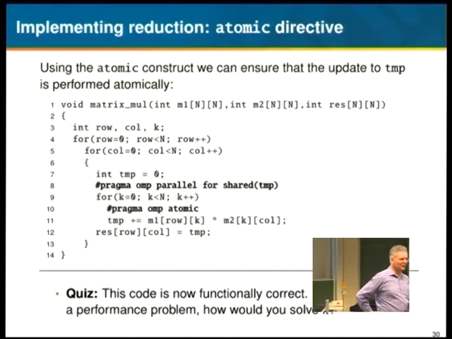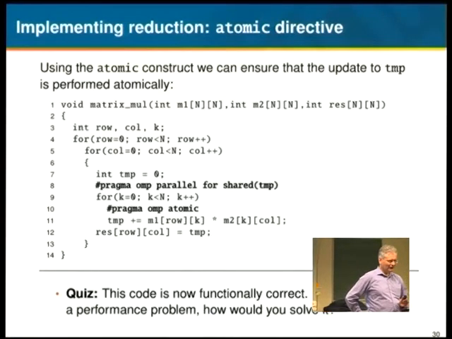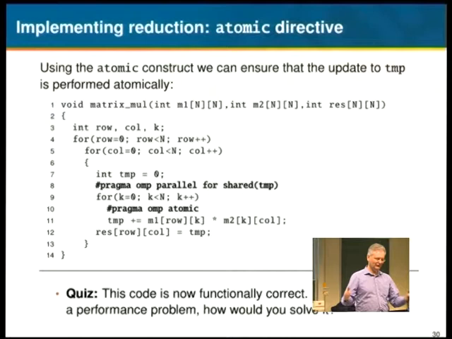For example, if you use this in C++11, where for any random type you can say, okay, make this type atomic, C++11 would add mutexes underneath to protect all accesses.